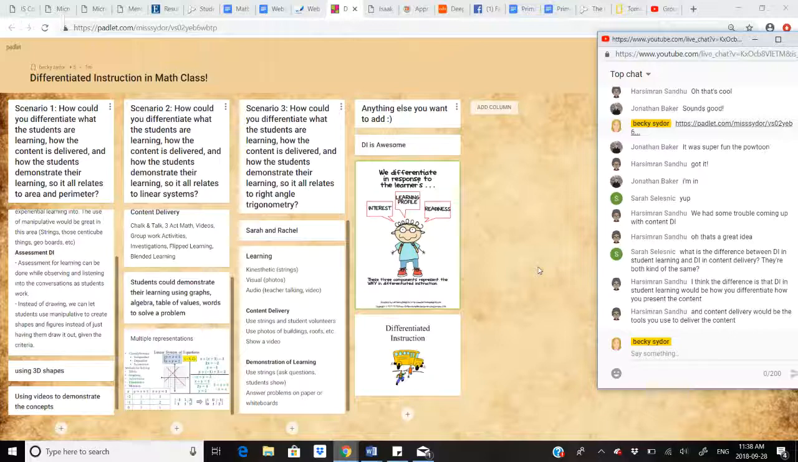So the strings I recall using in my placement as well, and you're able to physically make a right angle triangle, and from there we could make measurements based on the strings. So it kind of allows them to use their hands again. Content delivery. Yep, strings and student volunteers. Very good, kind of make real life applications. A demonstration could be answers on word problems, whiteboards, vertical whiteboards to keep them engaged. Yeah, very good. Awesome, guys.